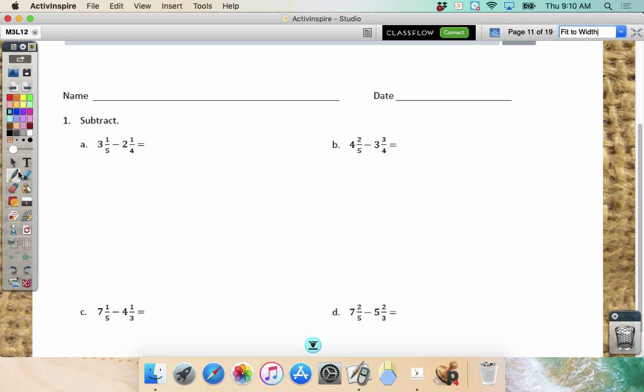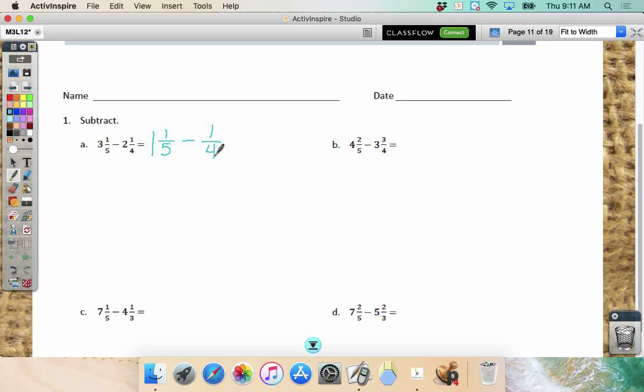So here's the first thing we need to check. Is 1/5 less than 1/4? Yes. So we'll have to use a whole number. So I'm going to subtract my whole numbers. What do I get? 1. Okay. So it's going to be 1 1/5 minus 1/4.